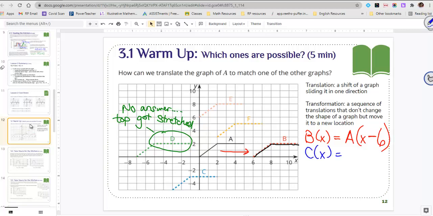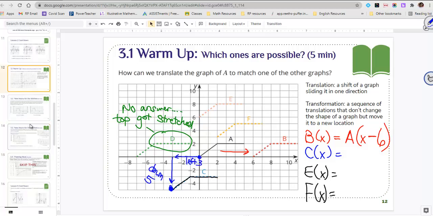Do your best with C, E, and F, paying close attention to whether you're making a change inside the parentheses with the X, or outside the parentheses to move it vertically up and down. Give it your best try. We're going to check it in just a couple minutes.